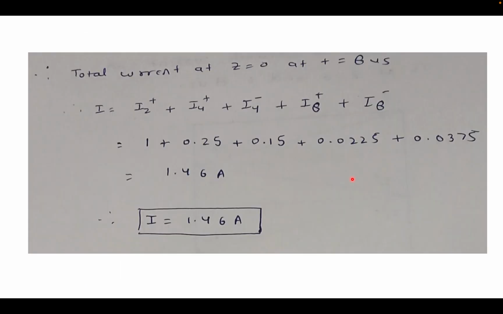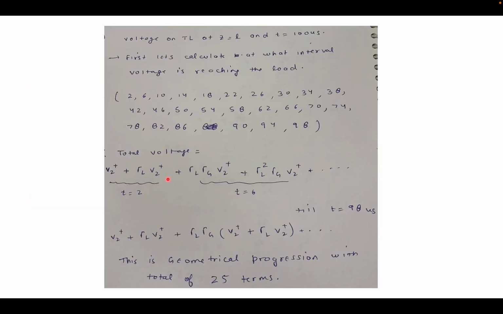If I ask you at t is equal to 2, it will be v2 plus tau l times v2 plus, because the reflection coefficient at the load is tau l, right? And if I ask you at t is equal to 6, you will say it is v6 plus and v6 minus, and v6 plus is nothing but tau l times tau g times v2 plus. Similarly v6 minus will be tau l squared times tau g times v2 plus. And you can go on like this up to t is equal to 98 microsecond.